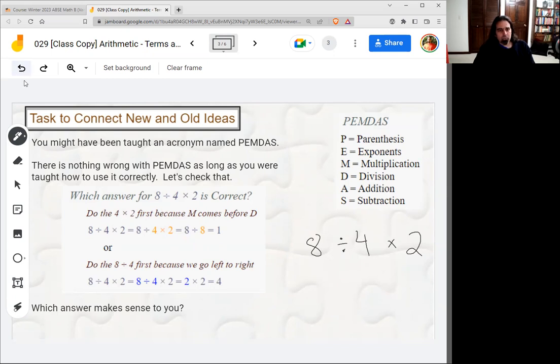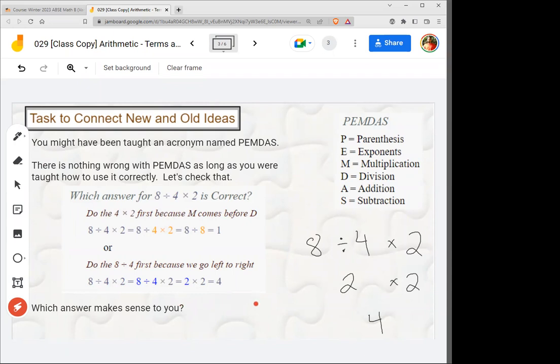Other students would say, no, we need to work left to right, like we're reading in English. If that happens, the 8 divided by 4 would happen first. 8 divided by 4 is 2. And then the 2 times 2 becomes 4. And you might not like that. You might think the first one is correct, but you should at least be able to sort of follow the line of thought. Everyone okay with understanding both of these, even if we know one of them is wrong?